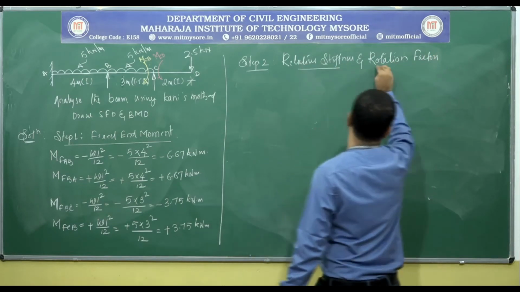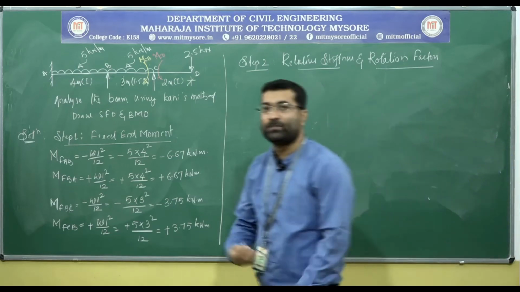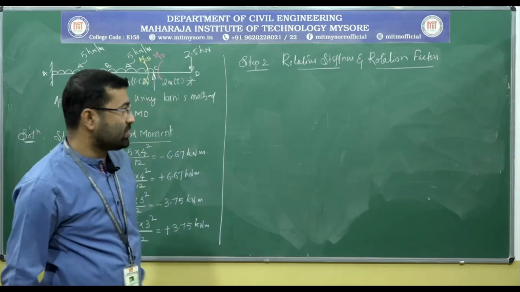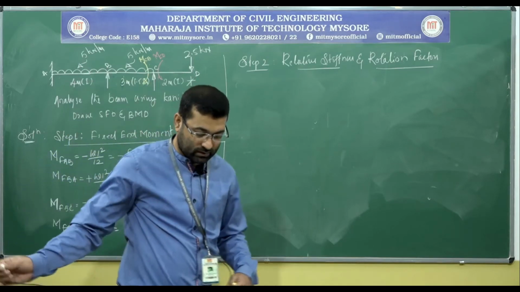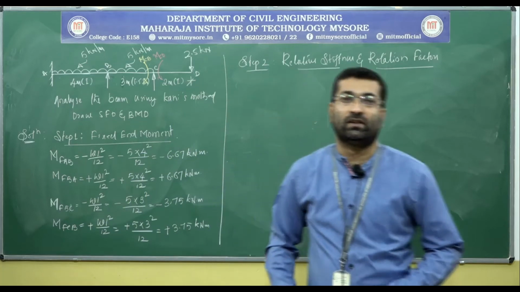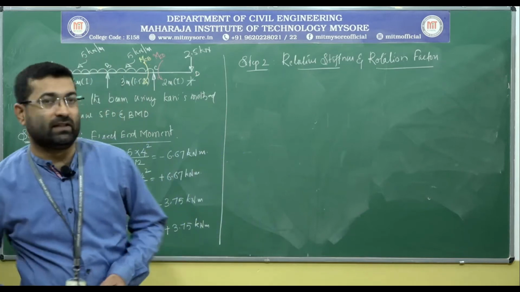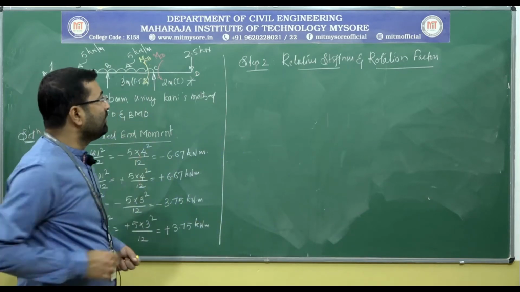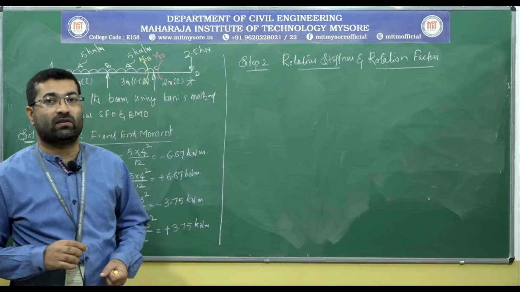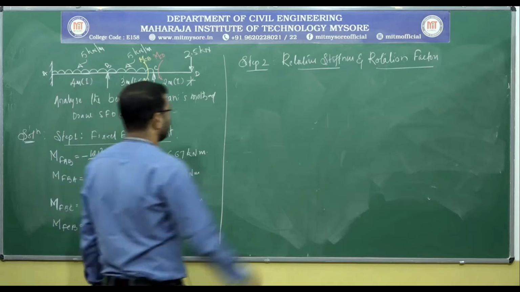Here we are going to calculate the relative stiffness K and the rotation factors U. Based on this, we are going to calculate the rotation contributions which are required in the estimation of the final end moments. We all know that to calculate the relative stiffness and the rotation factors, we need to prepare a table. So let us prepare a table here.